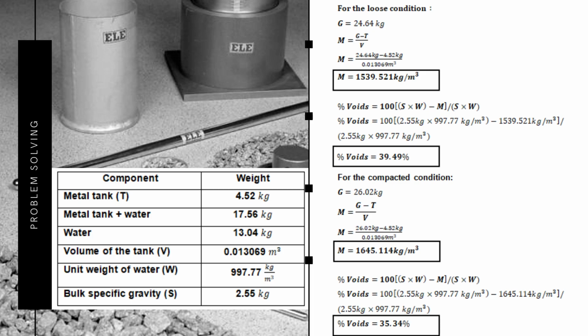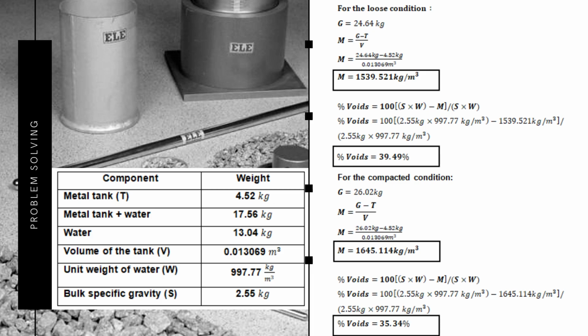Step 2 naman for the loose condition is to calculate the void content using the bulk density na nakuha natin mula sa step 1. So, percentage of voids is equals to 100 multiplied by (S times W minus M) divided by S times W. So, percentage of voids is equals to 100 times (2.5 multiplied by 997.77 kilogram over cubic meter minus 1,539.521 kilogram per cubic meter) divided by (2.5 multiplied by 997.77 kilogram per cubic meter). Ang makuha nating value ng percentage of voids for loose condition is 39.49%.